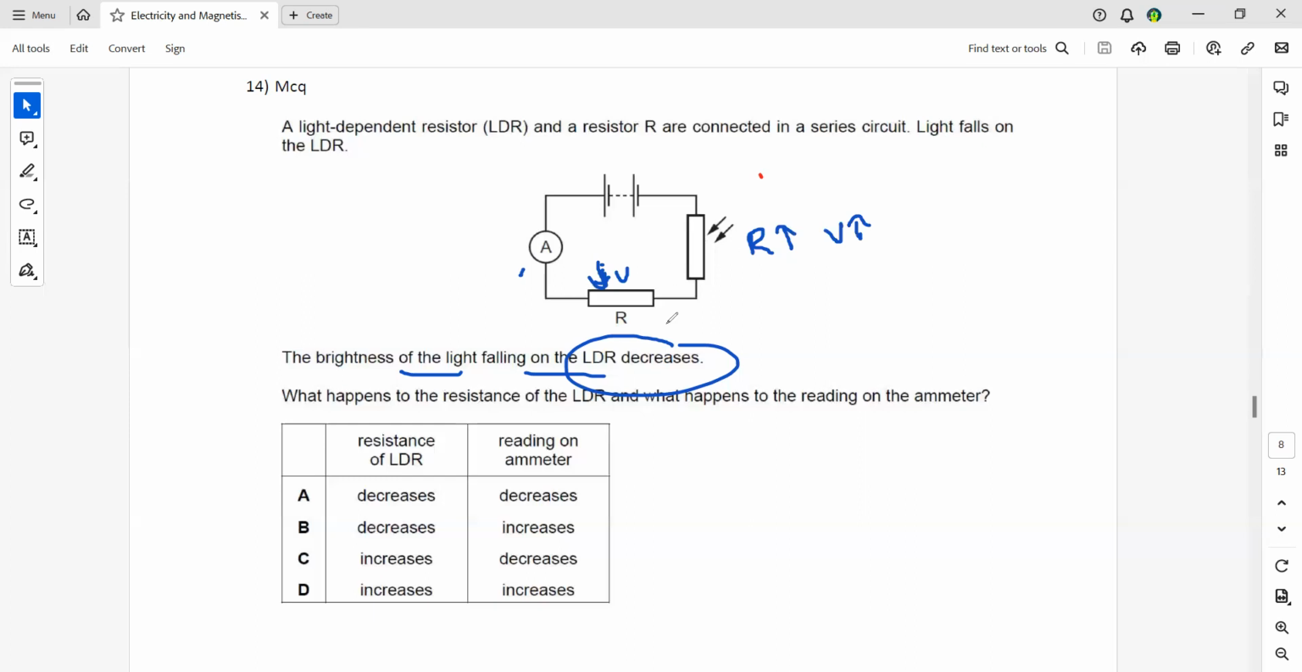What will happen to the resistance of the LDR? The resistance of the LDR should increase. And what about the reading on the ammeter? This is a constant resistance and the LDR resistance is increasing, so the amount of current flowing through the ammeter will decrease. So LDR resistance will increase and the current will decrease. So for 14, C should be the right answer.